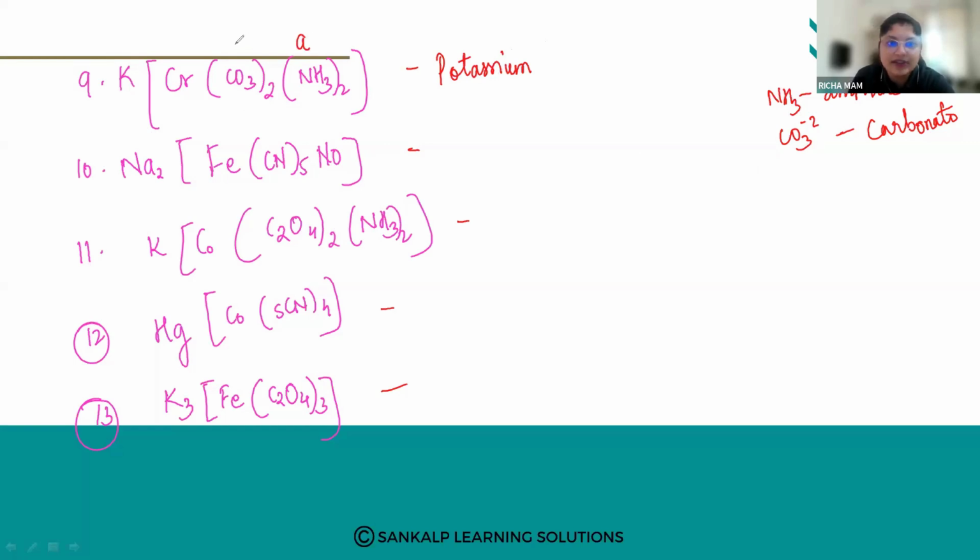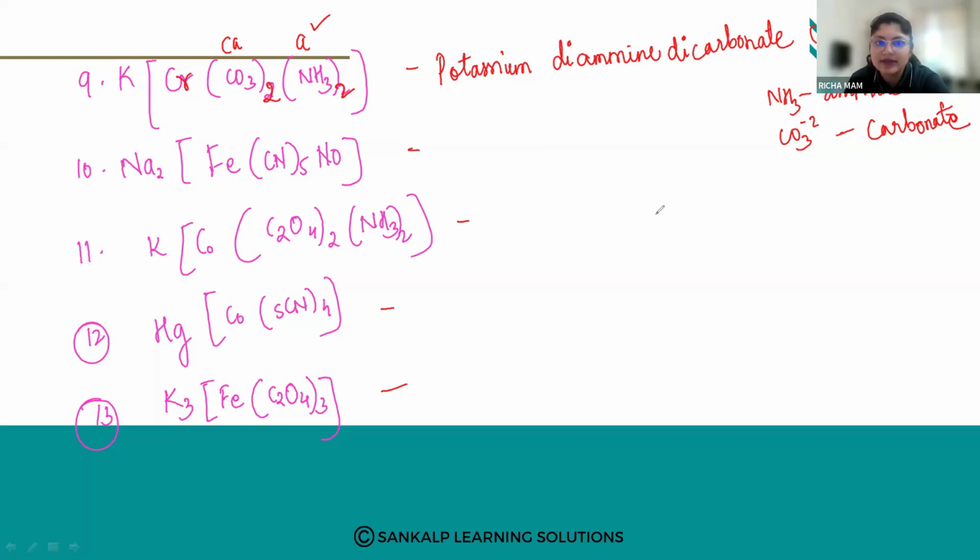Amine will start with A and this will start with Ca. So in alphabetical order, amine will come first. How many amines are there? Two, so it is diamine. Then how many carbonato are there? Two. So it is dicarbonato. Carbonate, dicarbonate. Then Cr is your chromate. As it is a negative complex, we are going to write chromate.